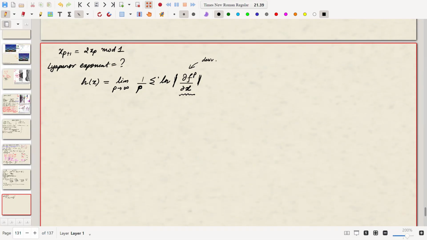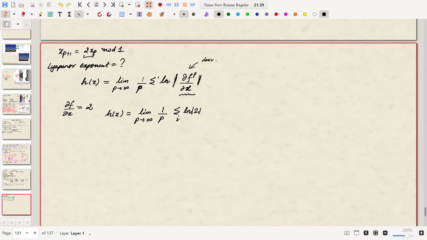So can we find this here? Can you find what is dou f by dou x for the map? Just 2, right? Because it's just 2x. So dou f by dou x is equal to 2. So h of x is nothing but the limit p tends to infinity of 1 over p times the summation of ln of mod 2. What should it be? Any ideas? How many times you are iterating it?